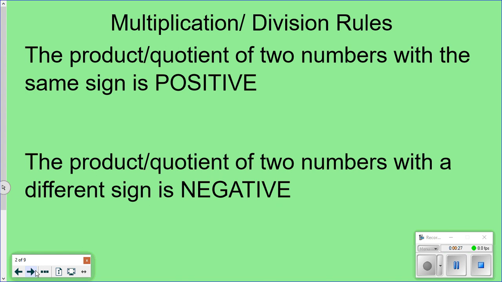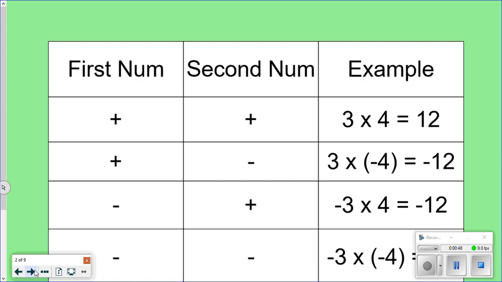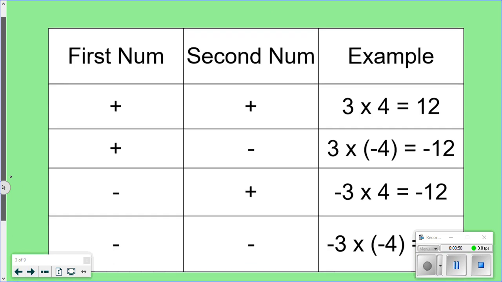The product and quotient, so product is the answer to a multiplication problem and a quotient is the answer to a division problem. If two of the numbers are the same sign, the answer is positive. The product and quotient of two numbers with a different sign is negative. And I'm going to go to the next slide here, and that'll give you some ideas about what this looks like. So I made a chart.